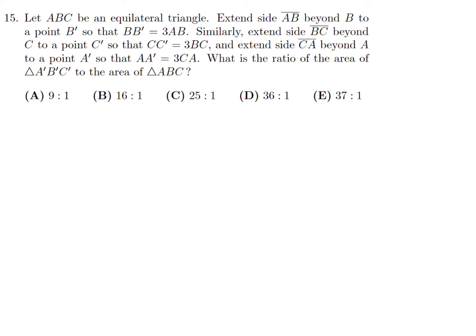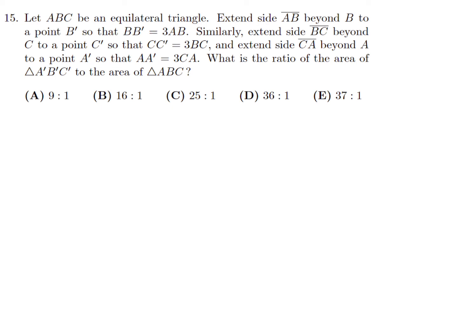Let ABC be an equilateral triangle. Extend AB beyond B to a point B prime so that B prime B is 3AB. Similarly, extend BC beyond C to point C prime so that C prime C is 3BC. And extend side CA beyond A to point A prime so that A prime A is equal to 3CA. What is the ratio of the area of triangle A prime B prime C prime to the triangle ABC? Okay, let's draw this.